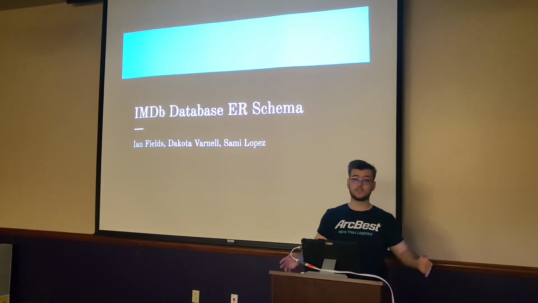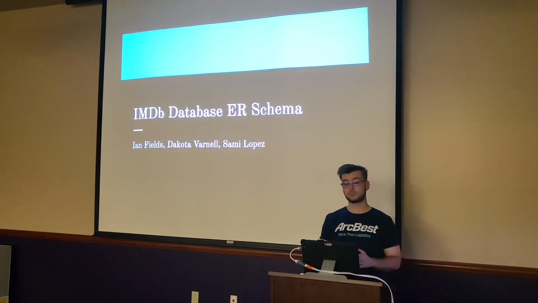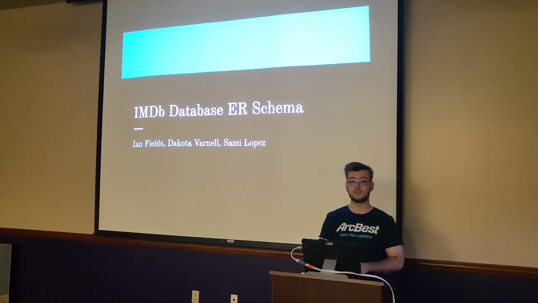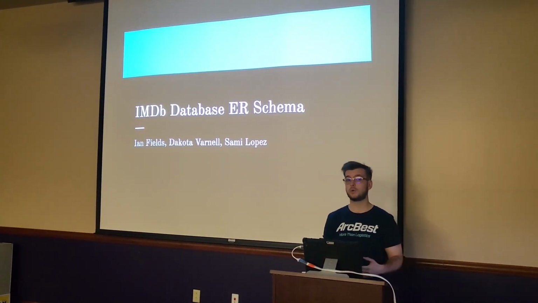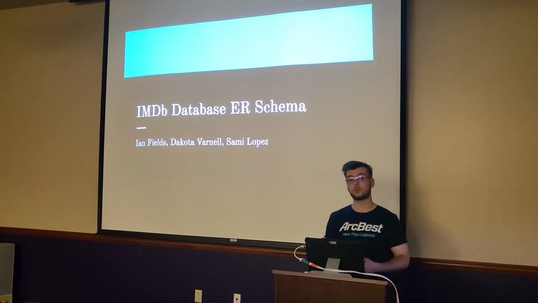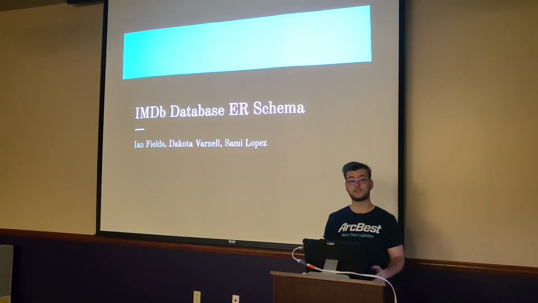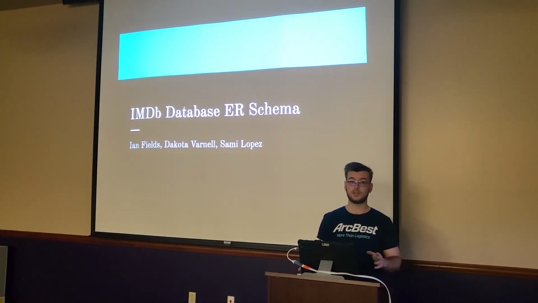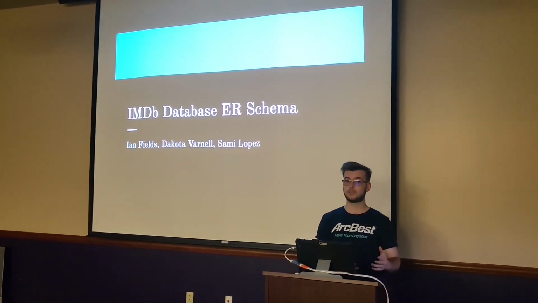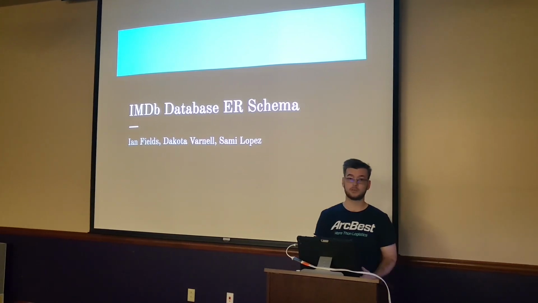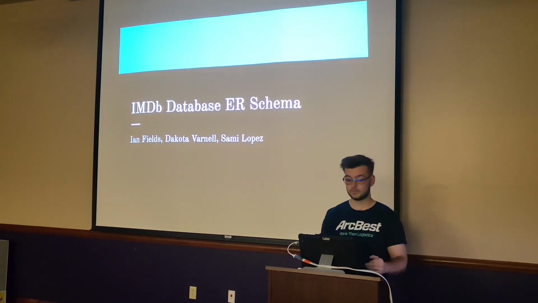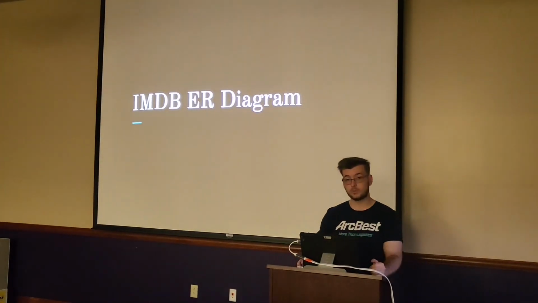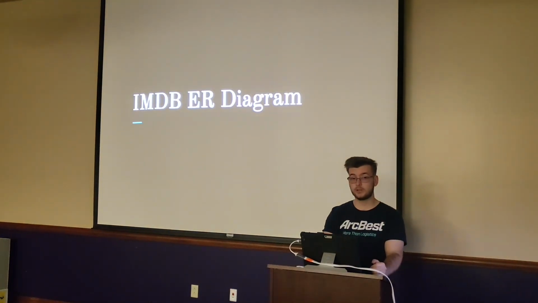But to start off, I'll be giving you a brief description of our entities and what their attributes are, and why we chose those attributes. Dakota will be helping me with that, and then we're going to pass it off to Sami to talk about the relationships between our entities and why we chose those, and specifically what the single versus double line relationships mean for those entities. So to start, like I said, we'll be going into the IMDb ER diagram.